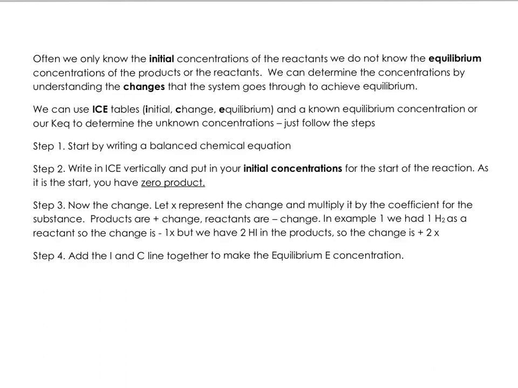Step 3, now you're going to put in the change. We're going to let X represent the change, and we're going to multiply it by the coefficient for the substance. Products are positive and reactants are negative. So if you're a reactant, like in example 1, we had 1 hydrogen as a reactant, so the change is negative 1x. But when we have 2 hydrogen iodides in the product, the change is going to be plus 2x. Step 4, you're going to add the initial and the C line from the ICE table together to make up the equilibrium E concentration line of the table.